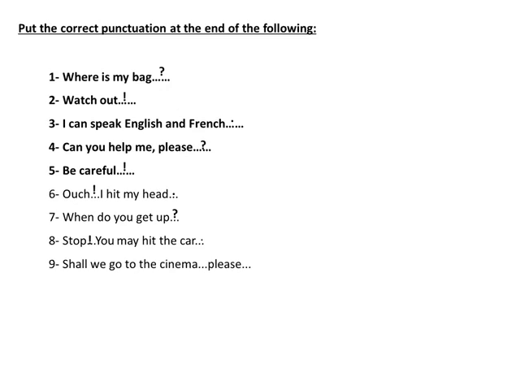Number 9, shall we go to the cinema? What is it? We put a comma before "please." This is a comma. We use it before "please." And of course, this is a question. We use a question mark. Number 10, my house is near the bakery. This is not a question.